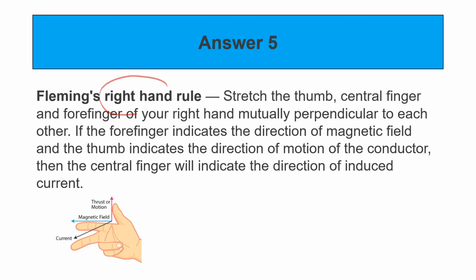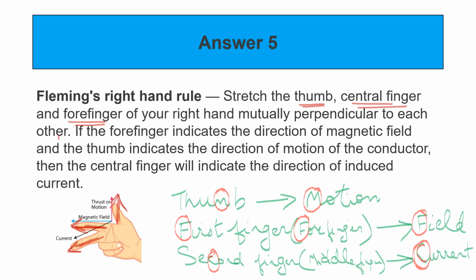Hold your right hand such that the thumb, the middle finger and the forefinger of your right hand are mutually perpendicular to each other. As shown in this diagram, this is the thumb and this is the forefinger or the first finger. This is the central finger or the middle finger or the second finger. They are mutually perpendicular to each other. You have to hold your right hand such that these three fingers are mutually perpendicular to each other.